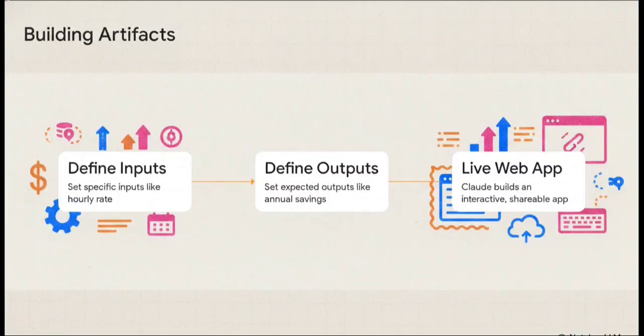Let's say you want an ROI calculator to hand out to prospective clients. Step 1, you define the specific inputs, like their hourly rate. Step 2, you define the outputs, like their estimated annual savings. And Step 3, Claude instantly codes a live, interactive web app for you. A single, well-specified prompt literally collapses days of development down into seconds, giving you a totally functional tool you can immediately use, download, or even share via a public link.